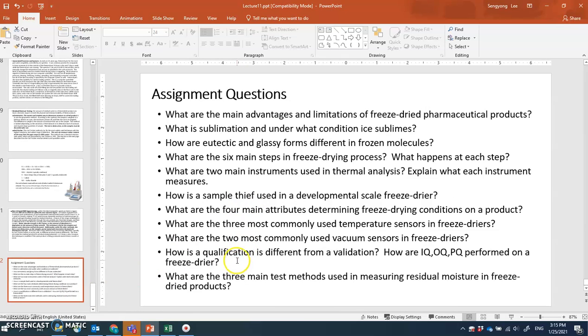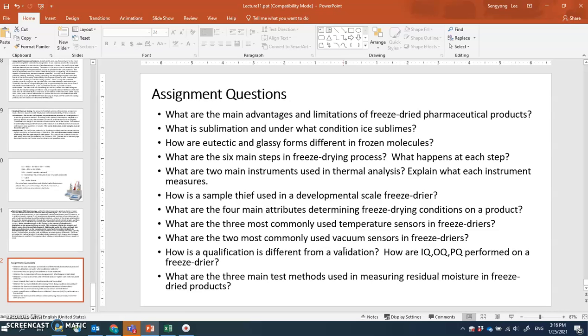How is qualification different from validation? Qualification is normally done on an instrument, to see if that instrument is in good condition and good working order, right? But validation is about the process itself. So if you want to validate your freeze dryer process, you have to run 3 separate batches and see if they produce the same result. So validation is about the process.